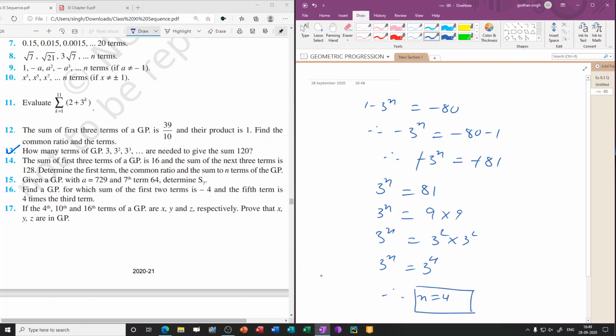That is, if we add the first 4 terms of the GP, we'll be getting 120, and you can verify also, because they are only the first 4 terms, but it is not required. In case you just want to verify it, you can do it by adding these first 4 numbers, 3, 3 square, 3 cube, and then 3 raised to 4 will be coming. Add them up, it should be equal to 120.